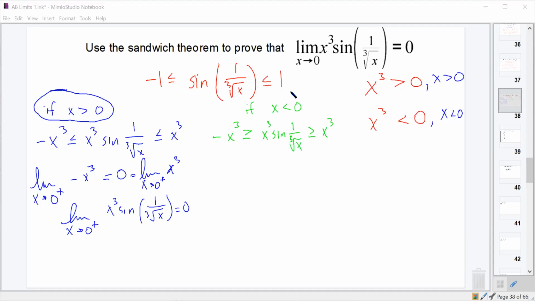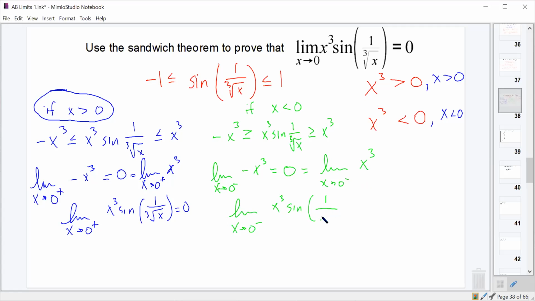And what about over here? For this one, I'm going to have to do a limit from the left, because x is less than 0. And that doesn't make the limit any more difficult. It's still 0, right? For both negative x cubed and positive x cubed. And since both of those limits on the outer functions are 0, the one that is squeezed between them is also 0.